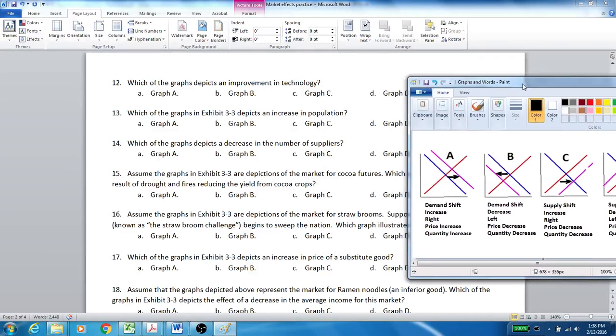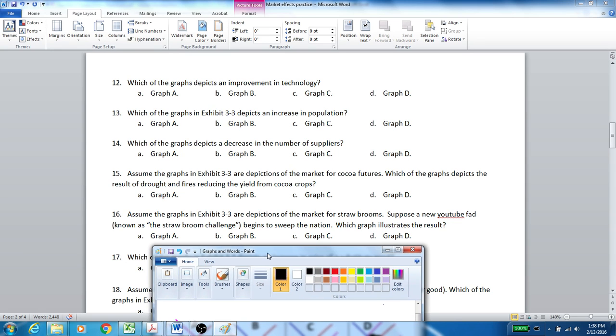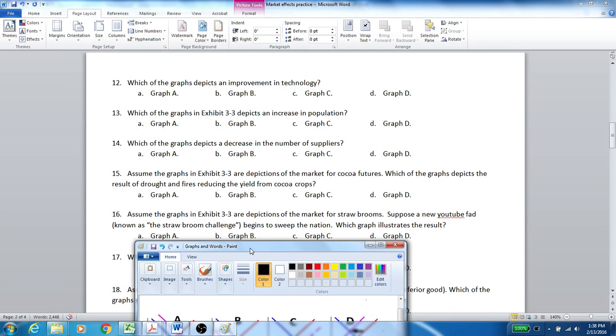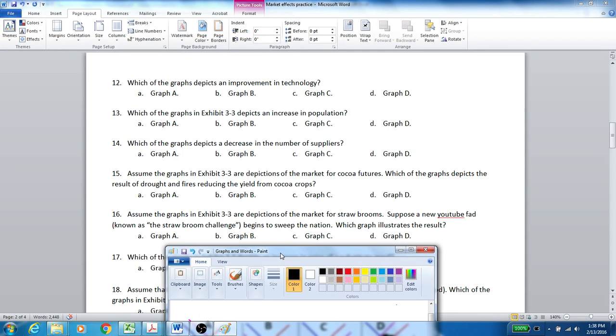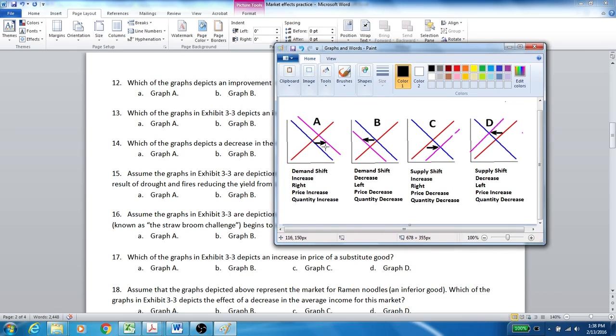Now, question 16. These graphs are now depictions of the market for straw brooms, and suppose a new YouTube fad known as the Straw Broom Challenge begins to sweep the nation. Which graph illustrates the result? Well, it sounds like there's going to be an increase in demand for straw brooms, so that's A.